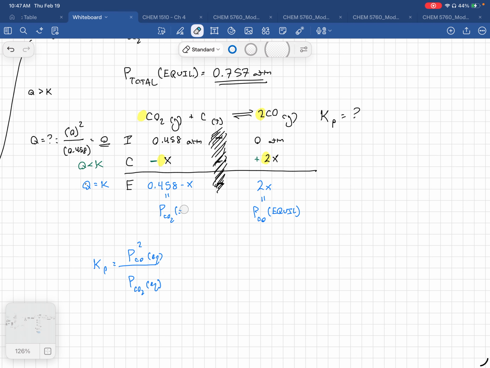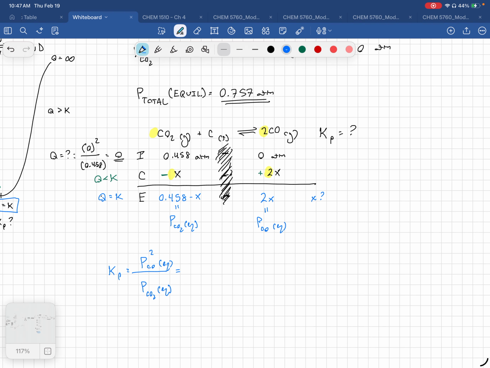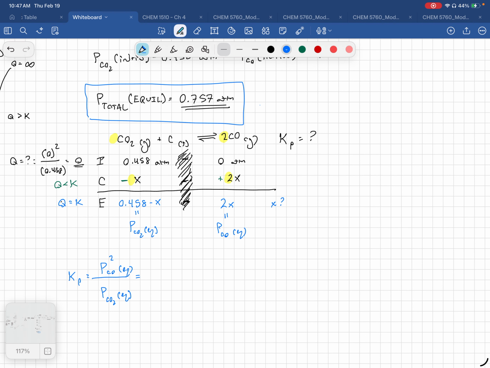Let me clean things up here a bit. So again, we have two unknowns. We don't know K and we don't know X. So we need to figure out what X is. So again, we need to be given more information, and we are given this information, that the total pressure at equilibrium of the system is 0.757 atmospheres. So what do we mean by that?